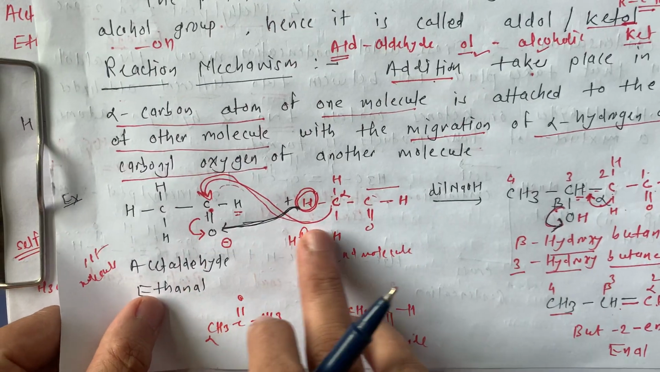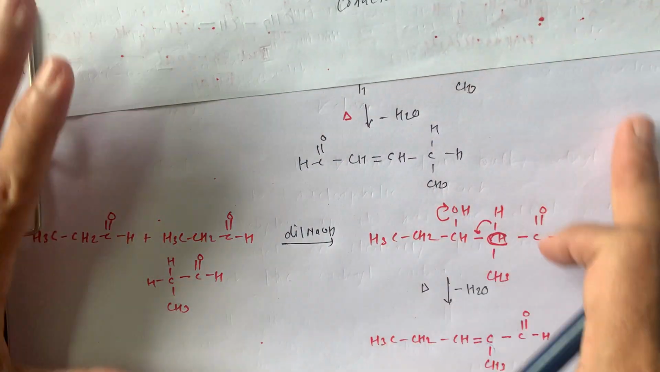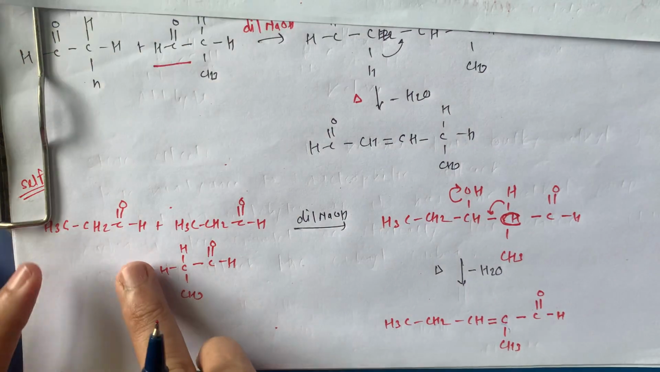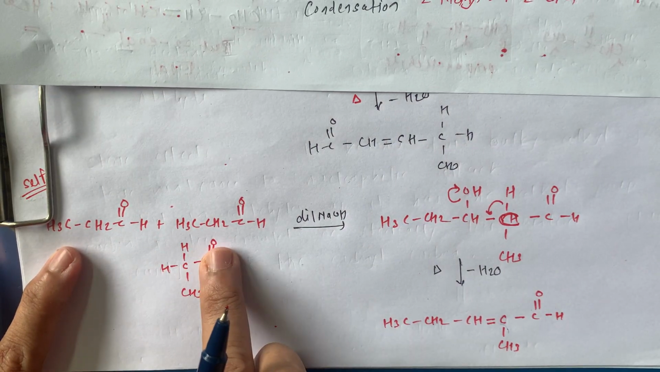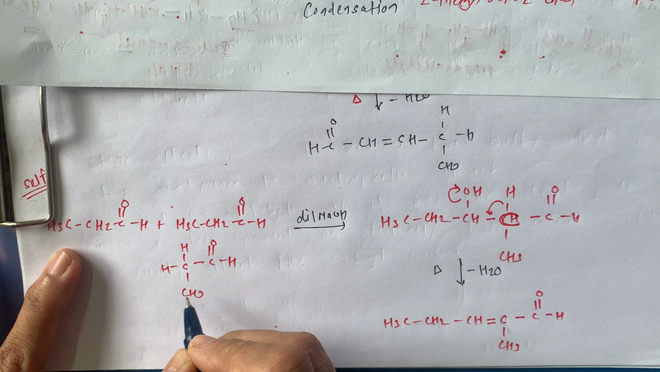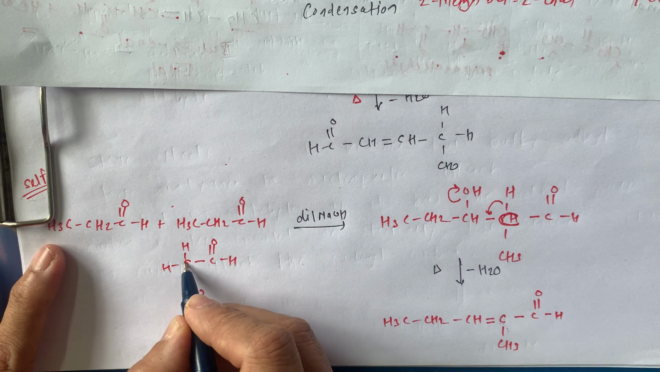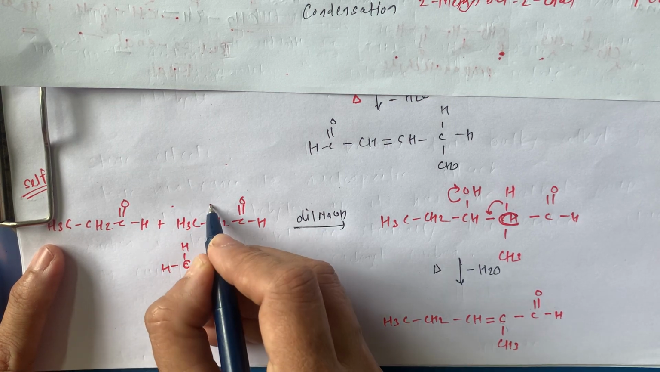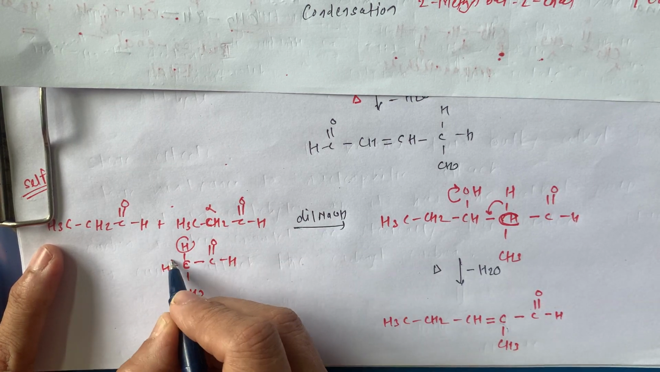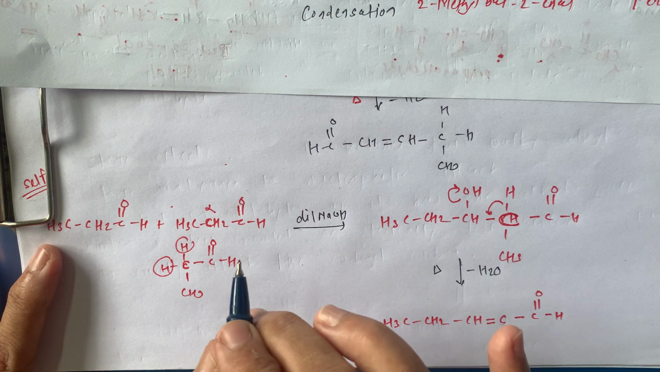We know the self-condensation of the aldehyde. Then we are going to see the self-condensation of propanaldehyde. For understanding, I am writing here like this: propanal. This is alpha carbon, so these are the two alpha hydrogens. Now CH3, I am writing like this to understand, in presence of dilute NaOH.